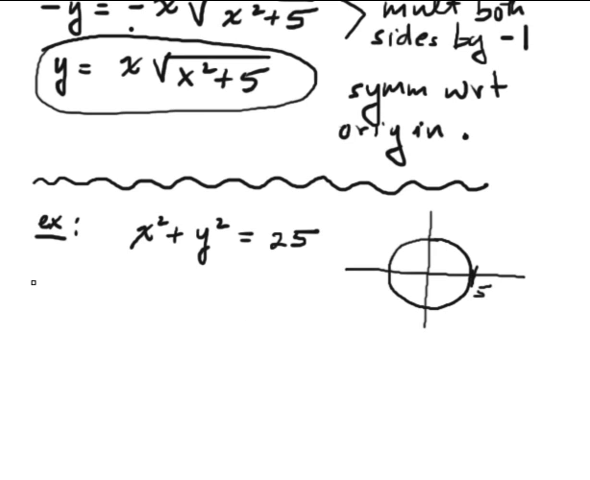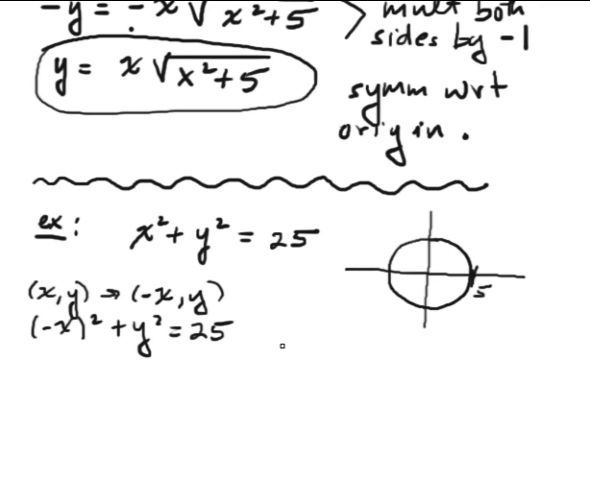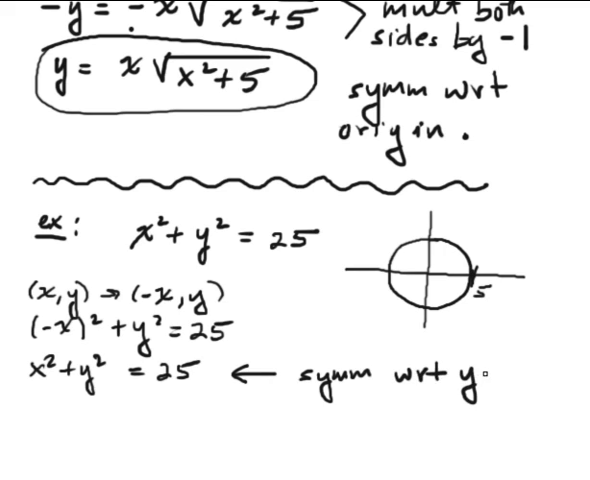And in fact, if we replace (x, y) with (minus x, y), we get minus x squared plus y squared is equal to 25. Okay, and that's the same thing as x squared plus y squared is equal to 25. So then our equation is symmetric with respect to the y-axis. Okay, because we replaced x with minus x and the equation remained the same.